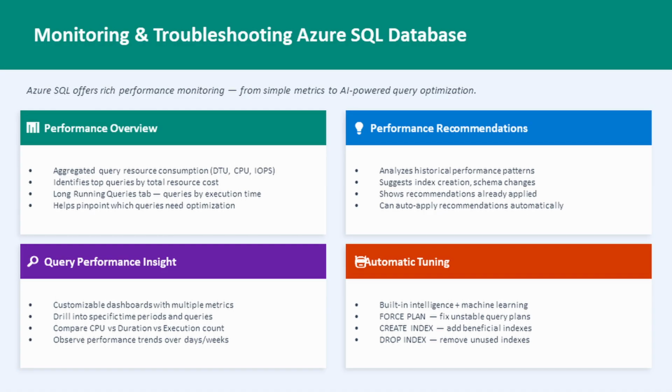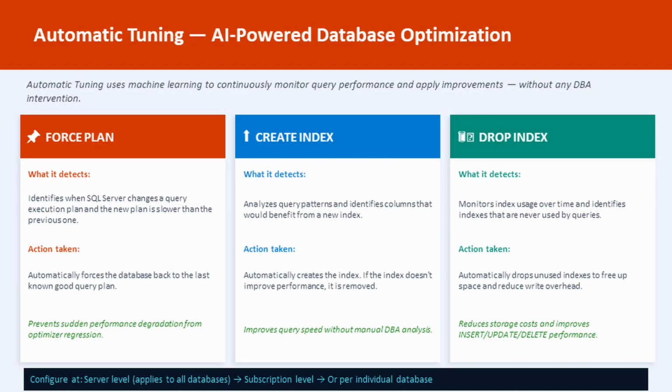The fourth tool is Automatic Tuning, which we will cover in more detail on the next slide. But at a high level, it applies machine learning to automatically apply performance improvements on your behalf, without requiring a database administrator to manually analyze and implement changes. Automatic tuning is one of the most impressive features of Azure SQL Database, and database administrators who have spent years manually analyzing and tuning query performance tend to appreciate it enormously.